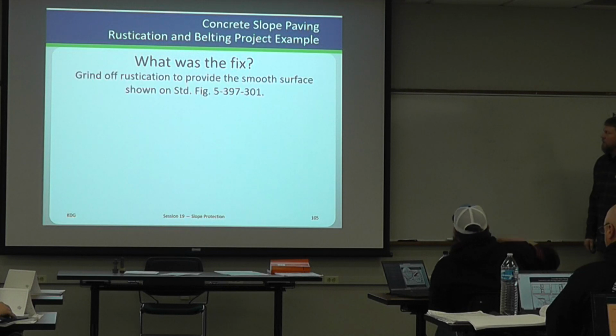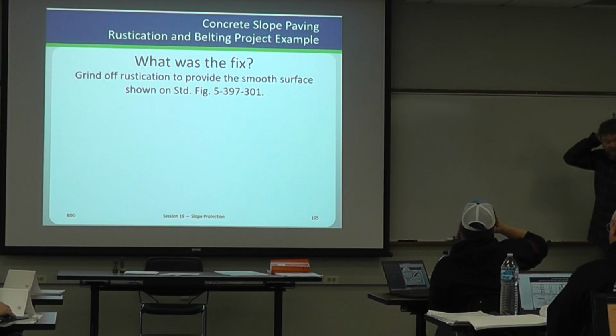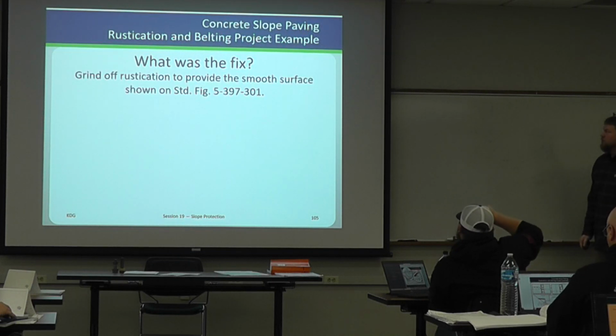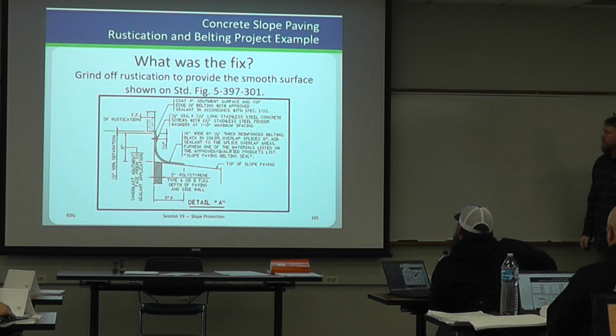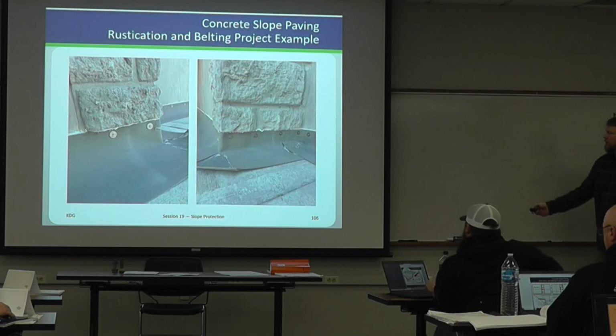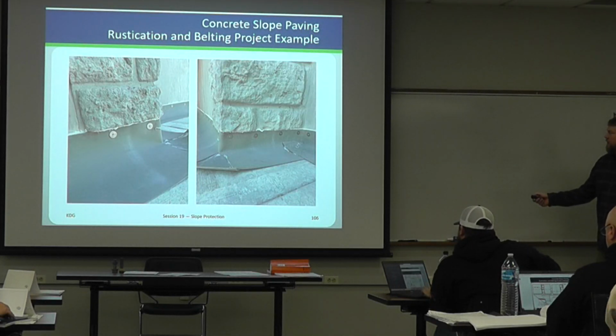So we'll fix it. Grind off the rustication, get it smooth, as we looked at in the standard plan, like this, right? We need that 8-inch area of smooth right there. And that got ground down, and then the belting got adhered to it.